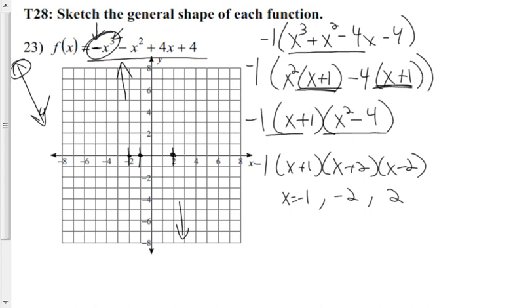Okay. One other point that we know is the y-intercept of 4. So 0, 4 is another point, and hopefully that'll align with our connecting of the dots.